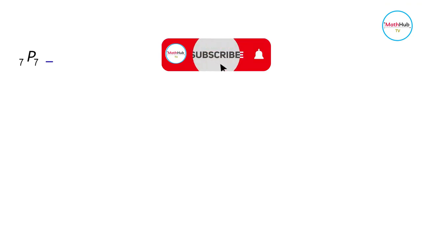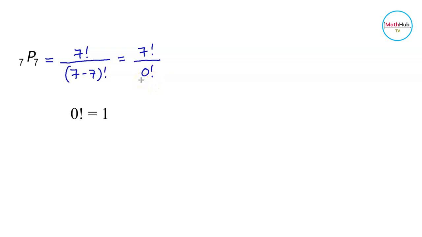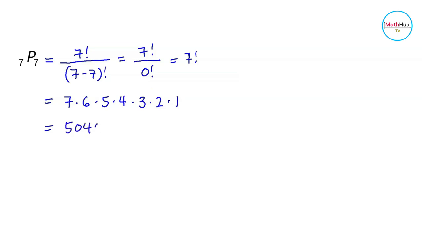Now for this next permutation expression, we have 7 permutation taken 7. This is equal to 7 factorial divided by (7 minus 7) factorial. 7 minus 7 is equal to 0. So we have 7 factorial divided by 0 factorial. Take note that 0 factorial is always equal to 1. This is just equal to 7 factorial. 7 factorial is just 7 times 6 times 5 times 4 times 3 times 2 times 1. Multiplying them will give us 5040.